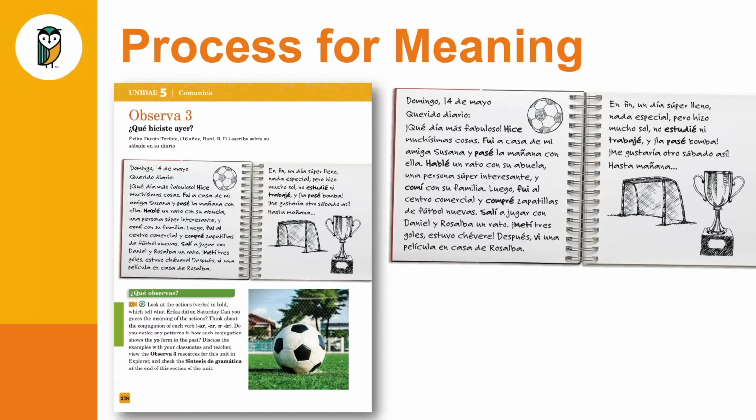The first step of the discovery approach is for students to process the text for meaning. In this case, the text is a diary entry about what Erika did over the weekend. This step is really just using this text as an interpretive activity. You aren't pointing out or talking about grammar at all here. You just want students to read and get the gist of this text.